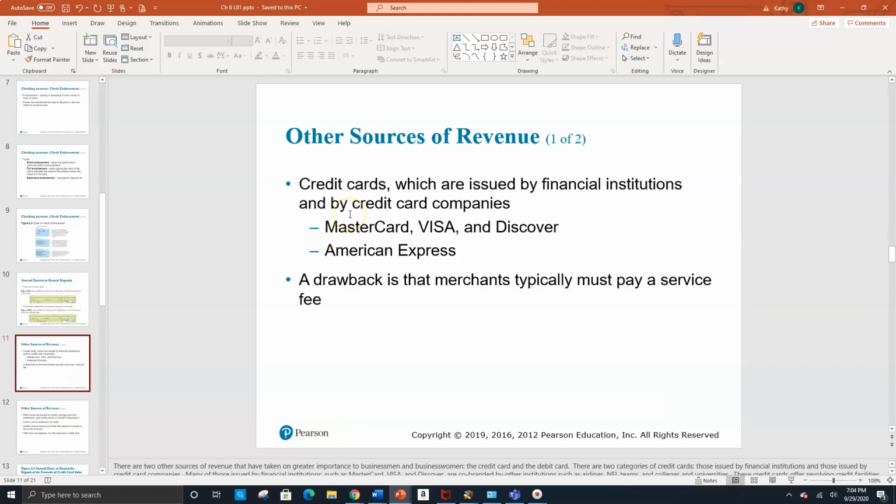Other sources of revenue. Credit cards, which are issued by financial institutions and by credit card companies. MasterCard, Visa, and Discover. American Express. A drawback is that merchants typically must pay a service fee.